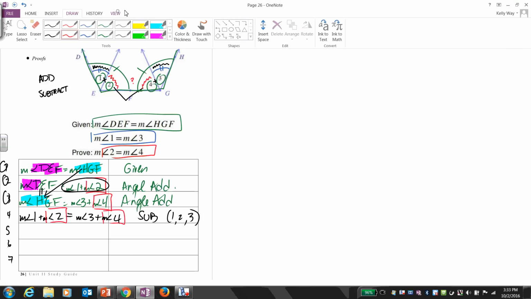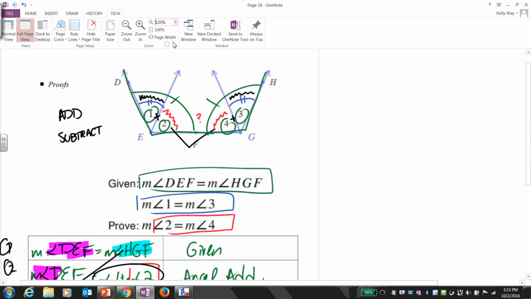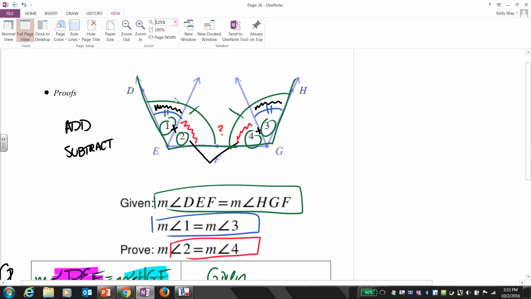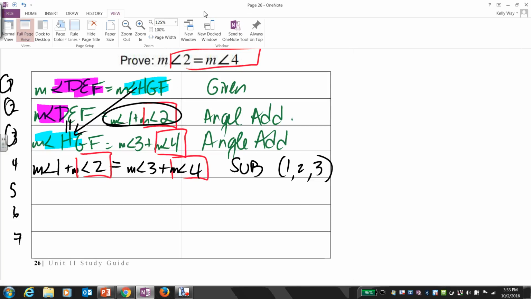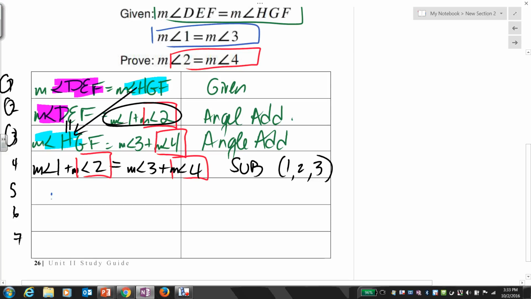Let me zoom in here. So we want to get 2 and 4 by themselves. Well, let's look what we can do. We know 1 and 3 are equal. Let's bring that down and see what we can do with it. Measure angle 1 equals measure angle 3. Let's see. We want 2 and 4 to be by themselves. What could we easily do? Well, we could swap out angle 1 for angle 3 if we wanted to, or we could swap out angle 3 for angle 1. It really doesn't matter which one we swap out here.